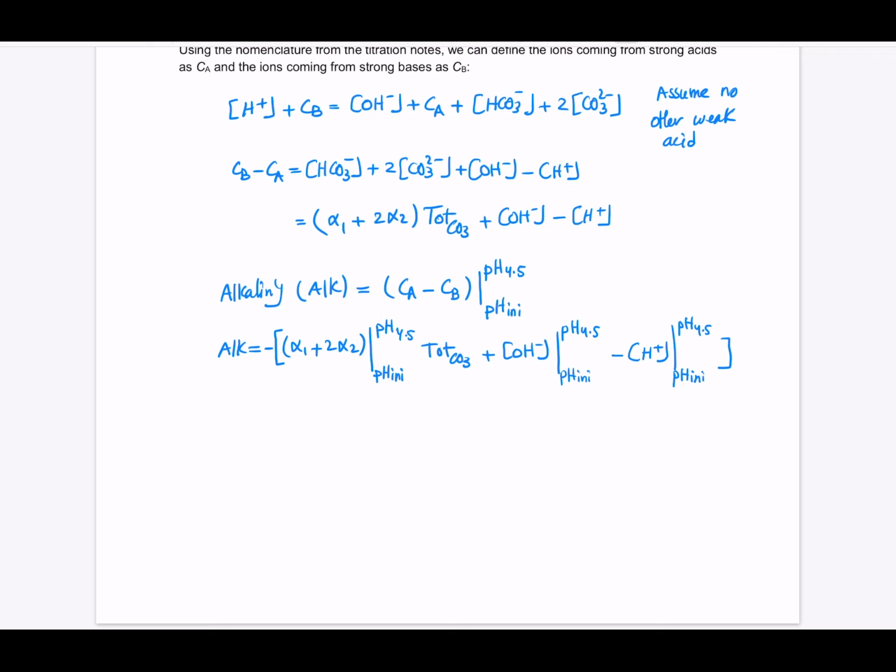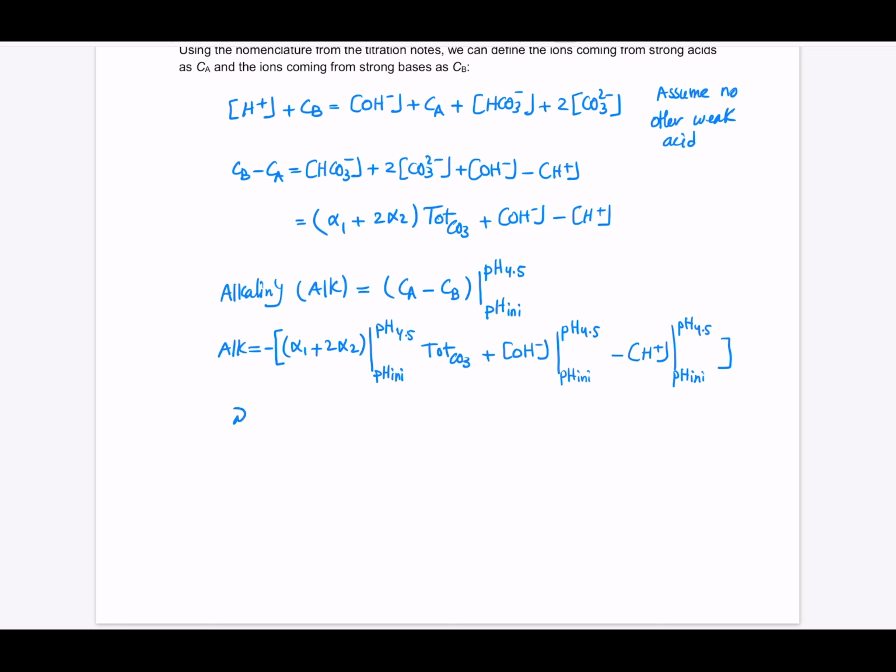Alpha is pH dependent, so this would be from here to here. This is a constant, and these two are pH dependent. So what we need to do is to calculate this term at pH of 4.5 minus that term at pH of initial, right? So that's basically how we do this, sort of a semi-integral. But to make it a little bit easier, we can look at the pH of 4.5, because that's the value we already know, and see what the alpha value is.